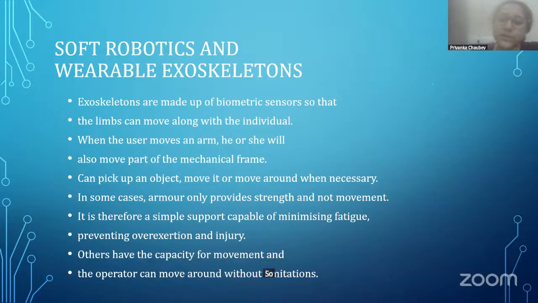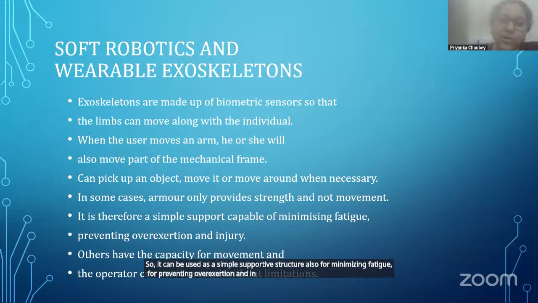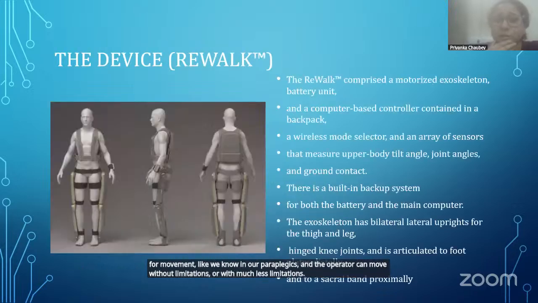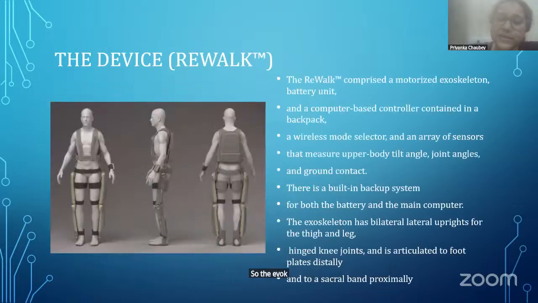So it can be used as a simple supportive structure, also for minimizing fatigue and for preventing overexertion and injury, while some are also built for capacity for movement, like we know in our paraplegics, and the operator can move without limitations or with much fewer limitations. So DWalk is the device that we commonly see in most of our conferences.